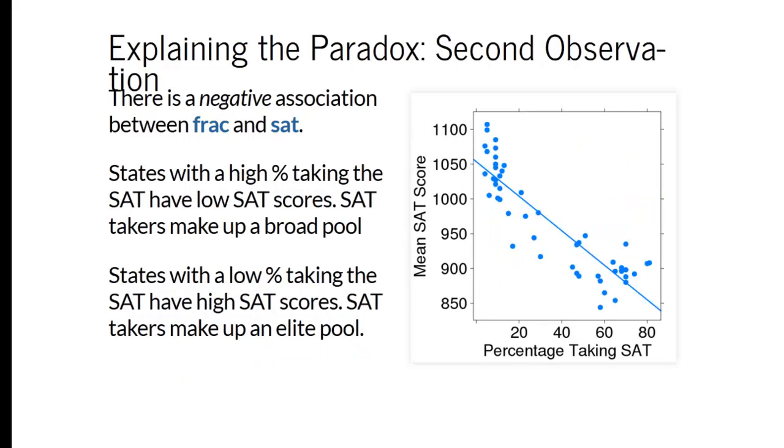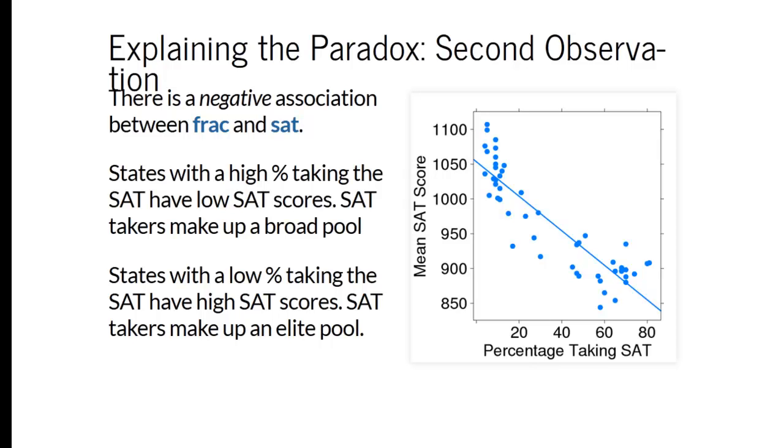Our second observation is made by comparing the third variable to the response variable. In other words, we should now compare frac to SAT. When we plot this scatter plot, we see a negative association between these variables. States where a large proportion of the students take the SAT, the test takers make up a broad pool of abilities. This broad range of abilities causes the average SAT score to be lower.